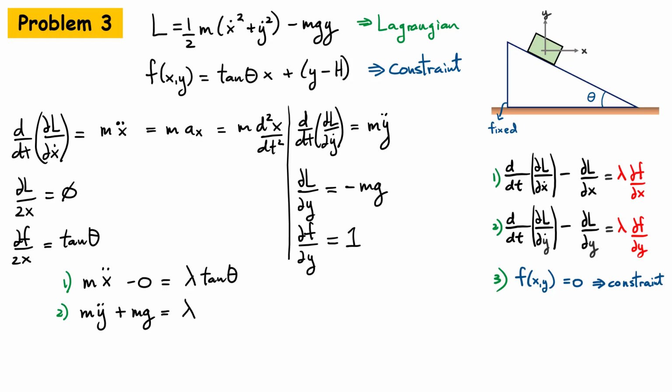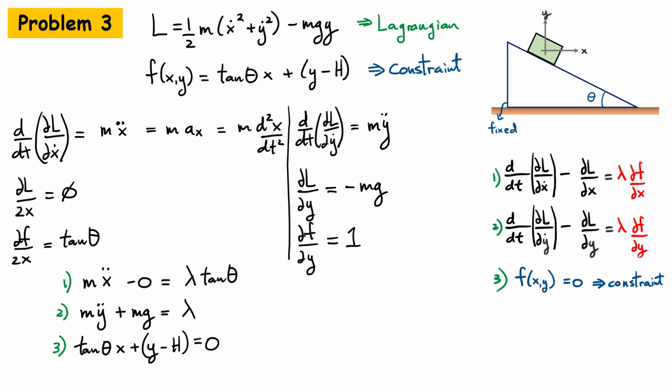So that's it for that term. And our last equation here is our constraint equation, which we still have. Okay, the constraint equation is this one. Now we have tangent of theta multiplied by x plus y minus h equals 0.